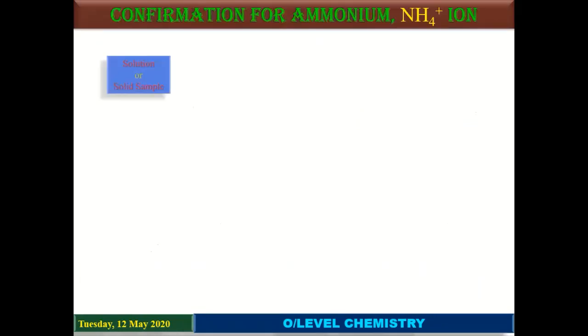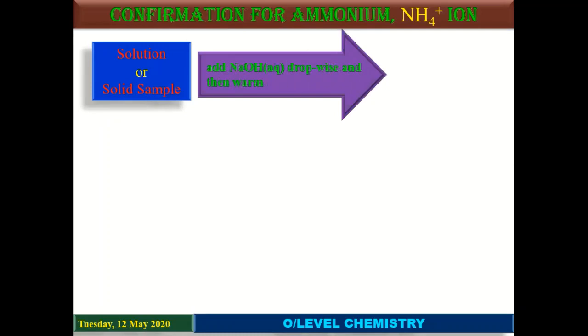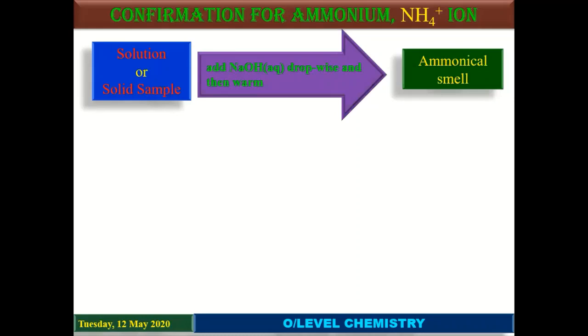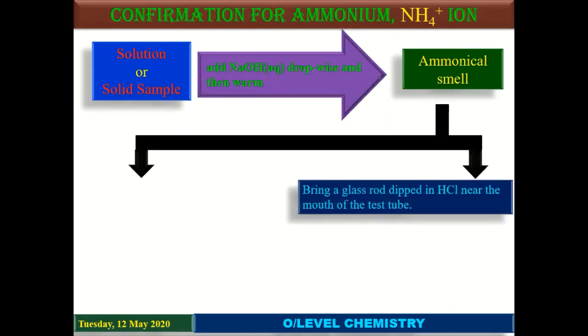See in the next slide. Again, we have the same solution. We will add sodium hydroxide dropwise, then warm. An ammoniacal smell can be felt as we have seen in the previous slide. But this result that you observe by using your natural receptors in your nostrils is not reliable. So we perform some chemical tests. What are these two chemical tests?